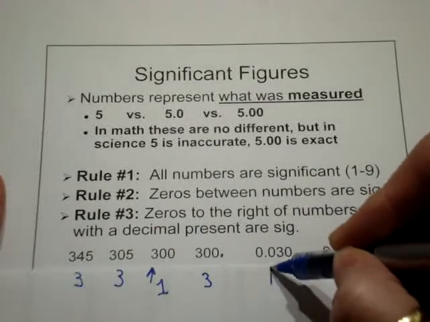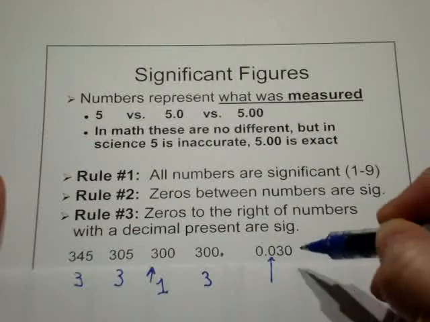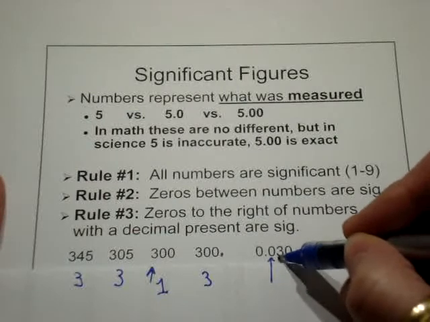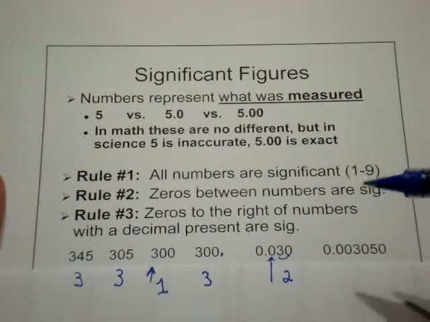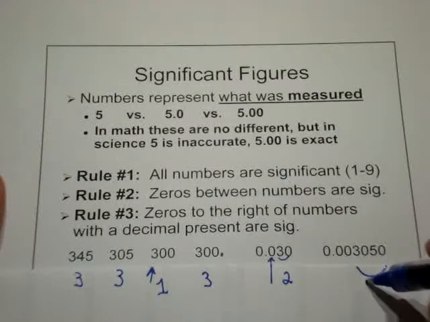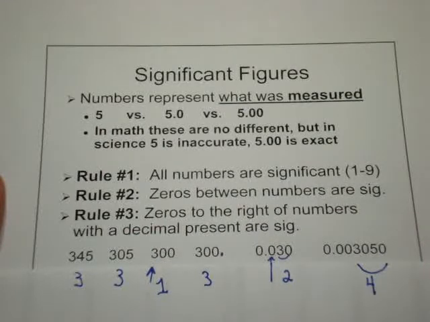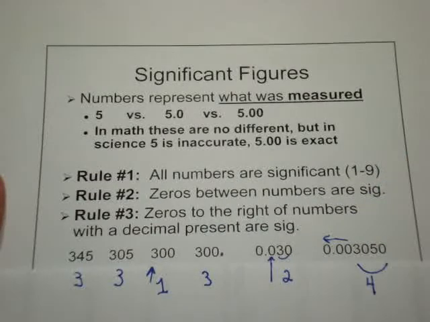Here, these zeros tend to give people a little bit of a problem. It's just a placeholder. It is not on the right side of the 3. So only the 3 and the 0 would be considered significant. Same thing over here. The 3 and everything that comes after it are significant, so we have 4 significant figures. Another way to remember it is zeros on the left side of the 3 never count.